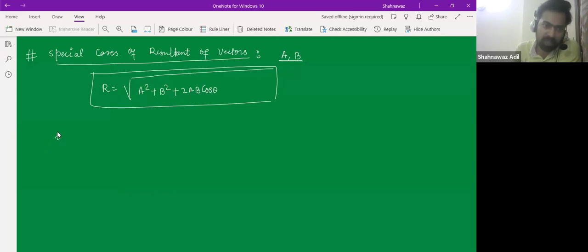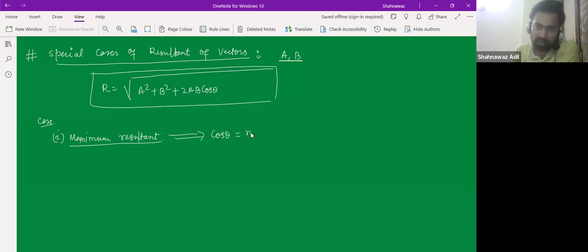So case first is the maximum resultant of two vectors, right? And when will that be possible? So we know that this thing is maximum when cos theta is maximum. And can you tell me what is the maximum value of cos theta? What is that?